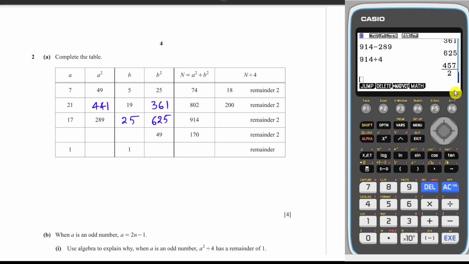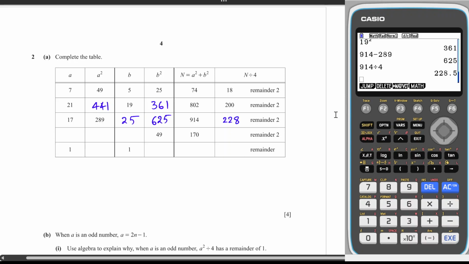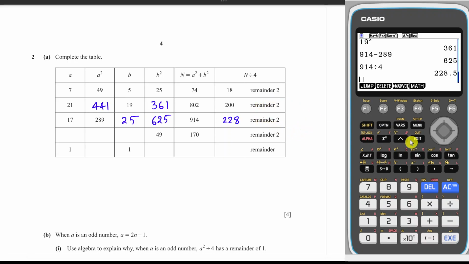So we can also check, the quotient over here is 228. So 228 into 4 plus 2. The number over here is 228, and the remainder is 2, when divided by 4. So you can just check this once. 228 into 4 plus 2 gives us 914.